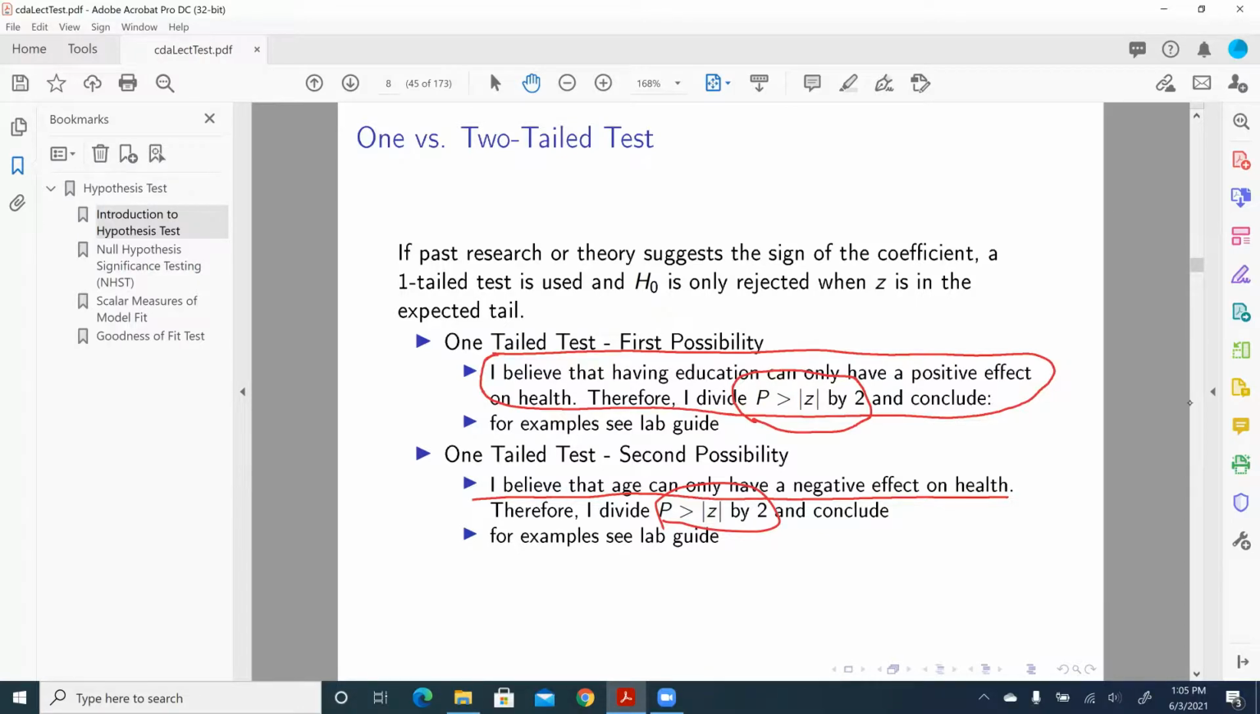So we have a column for the p-value. And if the calculated p is, let's say, 0.08, then you should divide that value by 2. You get 0.04. And if the conventional level is 0.05, then clearly the calculated p is smaller than the conventional value, and we can reject H0.